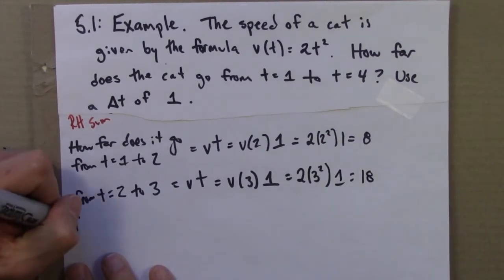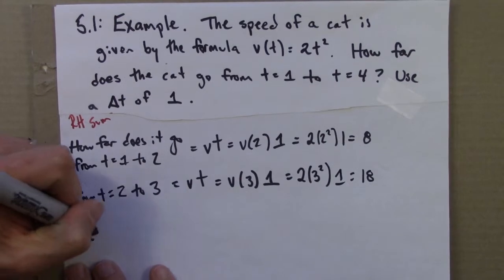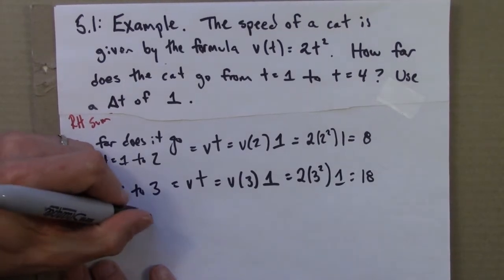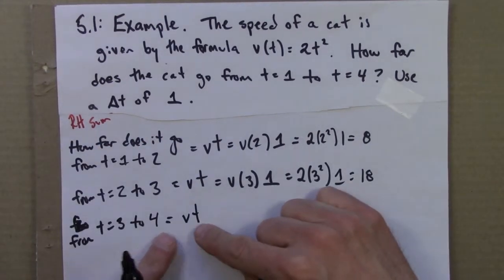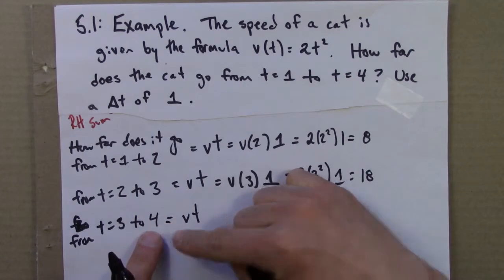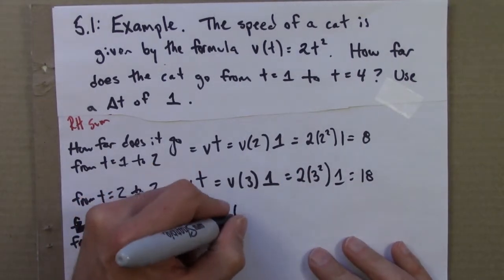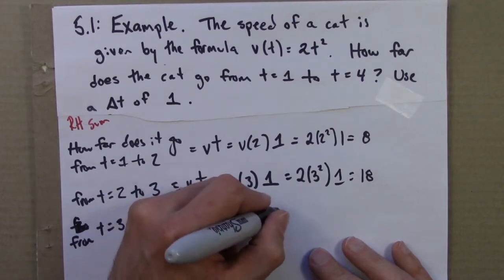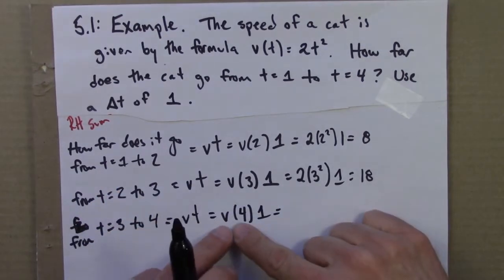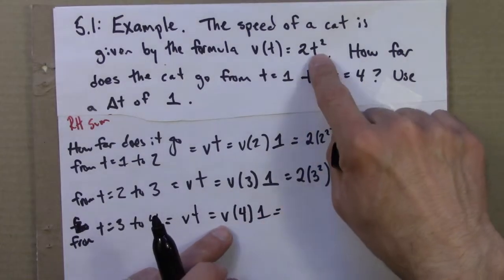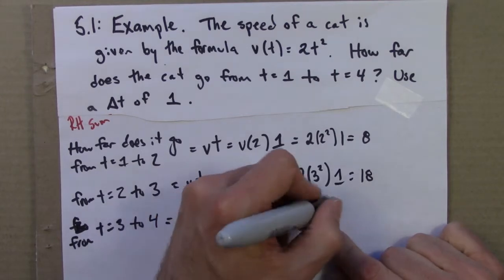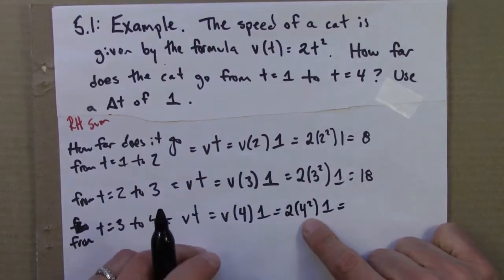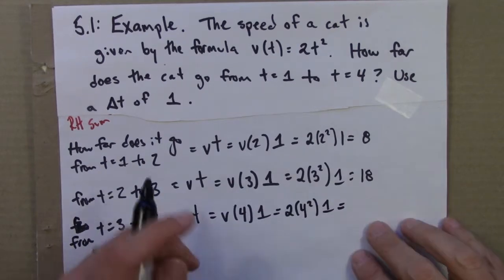And now the last one, from t equals 3 to 4. Distance equals rate times time. What rate do we use? We use the right-hand rate. The interval is from 3 to 4. The right-hand value is 4. That's v of 4 times a delta t of 1. Oh, we're going to have something new here. What's v of 4? We don't read it off the graph. We just ask the function. 2 times 4 squared times 1. 4 squared is 16. 16 times 2 is 32.